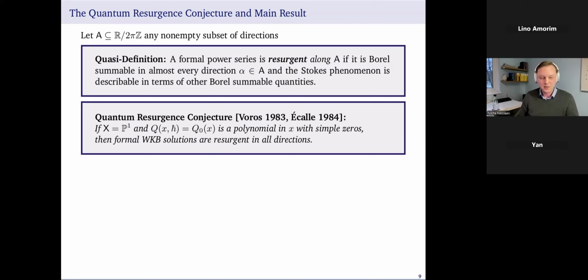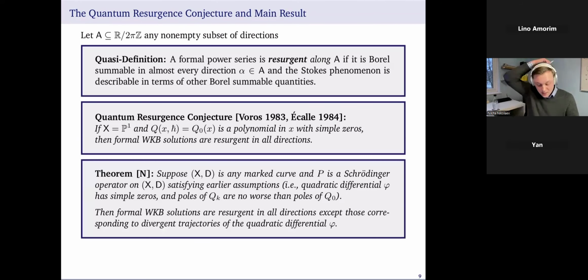So that's the conjecture. Let me state the theorem now. Suppose I have any marked curve, P1 or something much more interesting, and a Schrödinger operator on this marked curve, satisfying those 4 assumptions that I made much earlier. So in particular, the quadratic differential has simple zeros, and very importantly, for the higher order coefficients of the potential, the poles are no worse than the leading order. If that's satisfied, then formal WKB solutions are resurgent, and they're resurgent in all directions with just one exception.